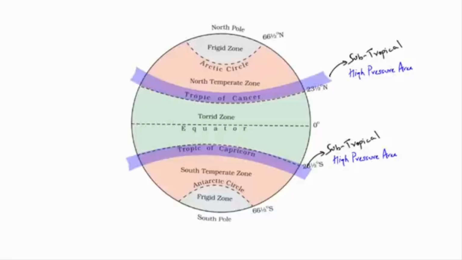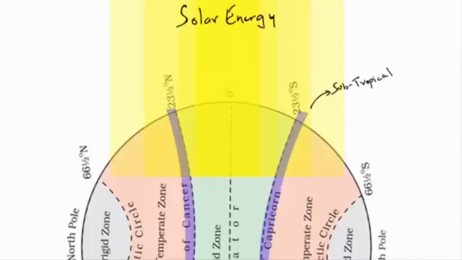The reason behind that is Hadley's cell. To understand Hadley's cell, you will have to look at this illustration. The sun is the ultimate source of energy that drives the Earth's weather. Now this fact should be absolutely clear to you. Most of the energy of the sun reaches the equatorial region, and the least energy reaches the poles. I'm talking about North and South Pole.